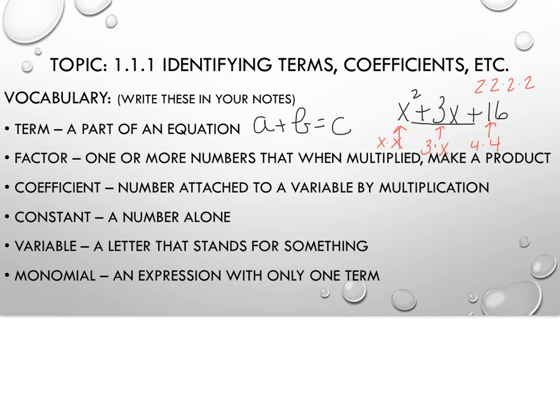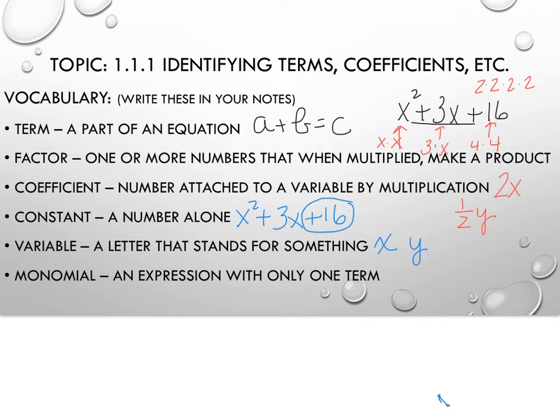Coefficient is a number attached to a variable by multiplication. So if you have 2x, the coefficient is 2. If you have 1/2 y, the coefficient is 1/2. A constant is the number alone. So in the top example of x squared plus 3x plus 16, the constant is the 16 because it's a number alone with no variable. Then a variable is a letter that stands for something. We usually use X, Y, ABC, things like that.